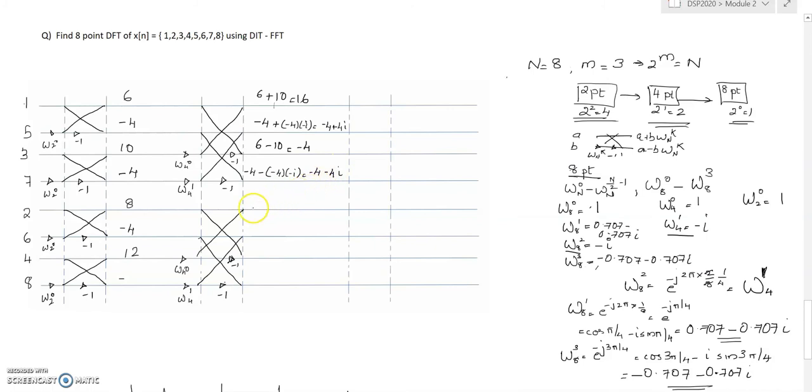And just like that, over this stage it will be 8 plus 12 equal to 20, and this will be 8 minus 12 equal to minus 4. So this is minus 4 out here, so this will again be minus 4 plus minus 4 minus i, which will be 4 plus 4i, and here it will be minus 4 minus 4i. Okay, so I hope this point is clear, and now we'll have to move on to the last stage.